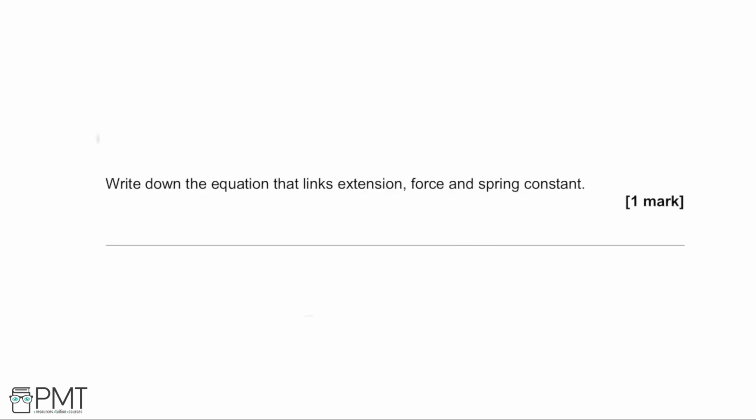And here we're asked to write down the equation that links extension, force and the spring constant. So for questions like these, I always find it helpful to basically go through and write out the symbols for each of the variables. So we have extension, which is going to be delta L in this case. Force is going to be a capital F, and then the spring constant is going to be a K. So now these symbols might be looking quite familiar, and a way of arranging these might be coming to mind.